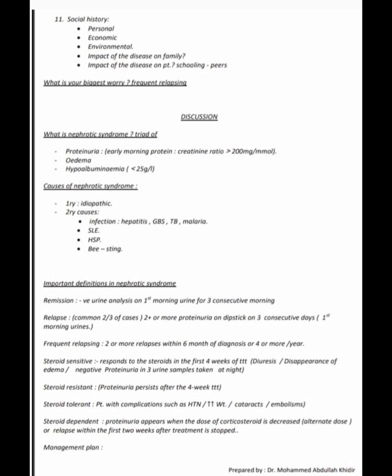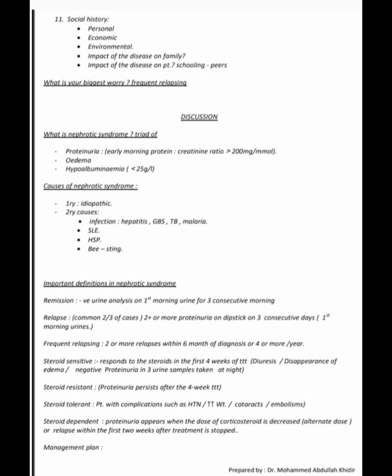Now what is steroid sensitive? Steroid sensitive is response to the steroids in the first 4 weeks of the treatment, that is diuresis, disappearance of the edema, negative proteinuria in 3 urine samples taken at night. Steroid resistant. What is steroid resistant? That is proteinuria persists after the 4 weeks of treatment. So if proteinuria persists after the 4 weeks of treatment, we call that steroid resistant.